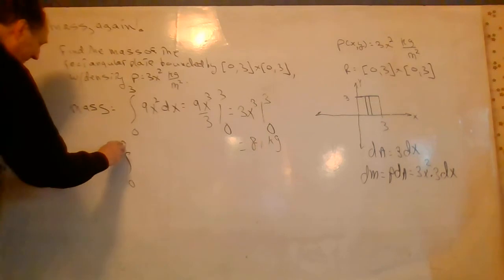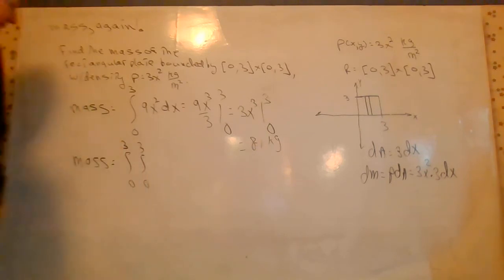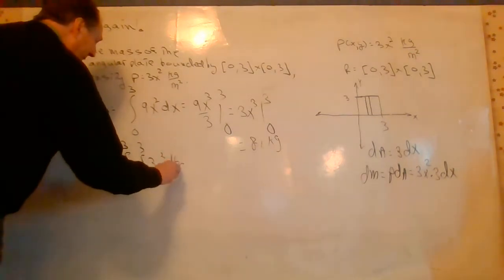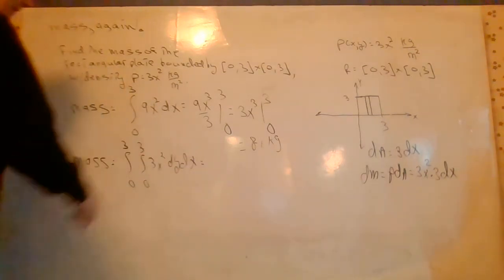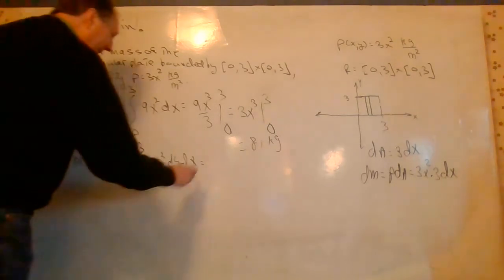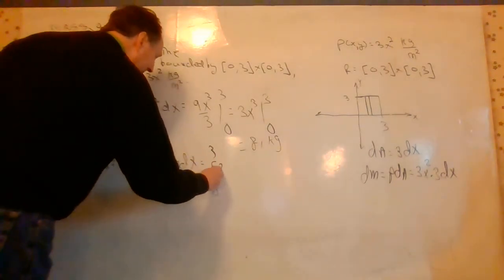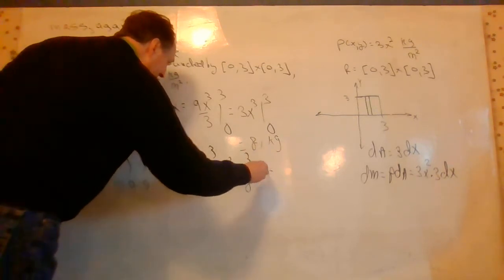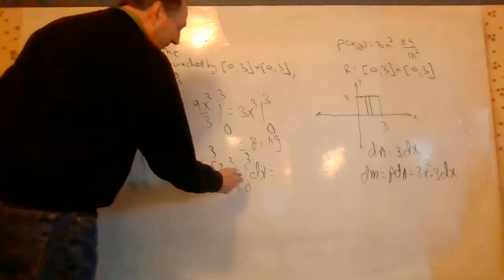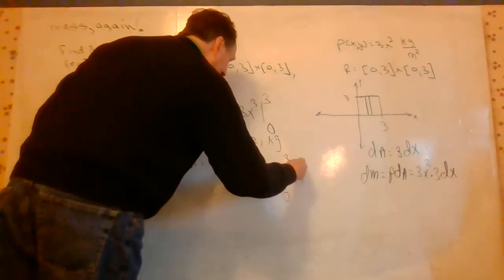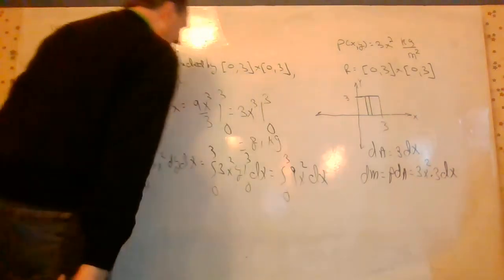Mass would be the integral 0 to 3, integral 0 to 3, 3x squared dy dx. You could do it dy dx or dx dy, it wouldn't really matter. And we can integrate 3x squared dy, which gives us, from 0 to 3, 3x squared y from 0 to 3, dx. Okay, plug in 3, plug in 0. We end up getting the integral 0 to 3, 9x squared dx.